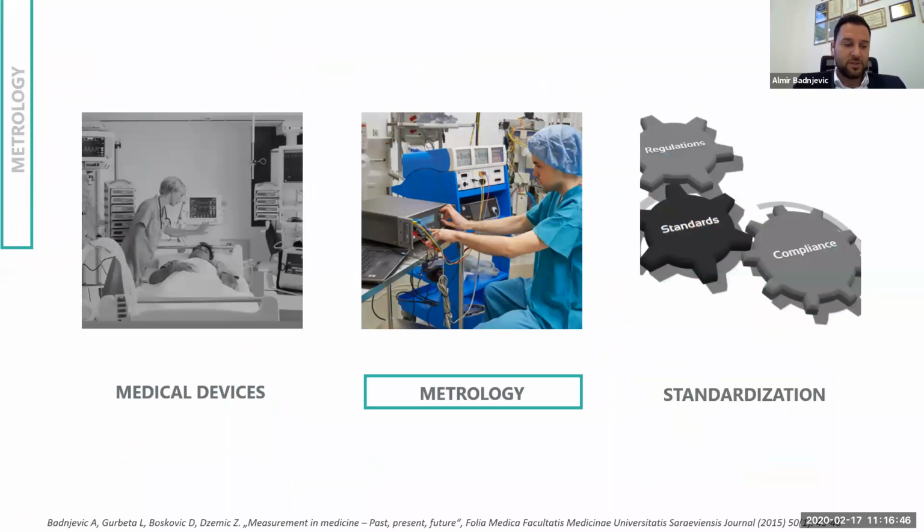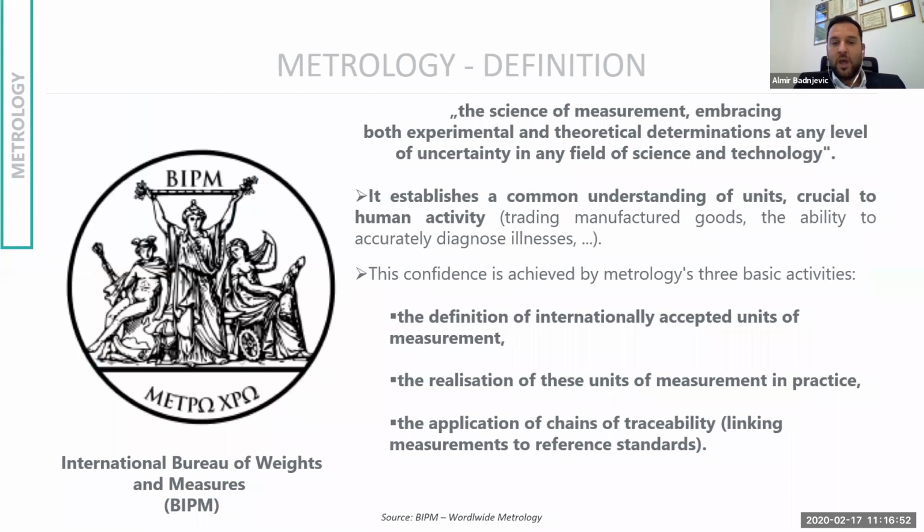So let's talk about some terms in metrology which are very important for medical devices and anyhow for metrology. When we look at metrology, there are in fact three basic activities. The first one is the definition of internationally accepted units of measurement. And if you remember, last year there was pretty interesting news that after more than 100 years, the definitions of the kilo, of the ampere, etc., changed. Of course, for us as end users, it doesn't mean anything when we are measuring. But for the scientists, for research, it means very much.